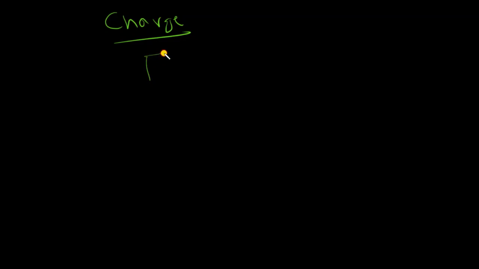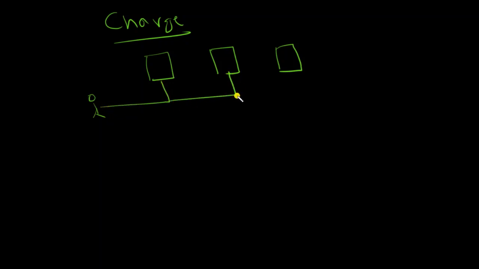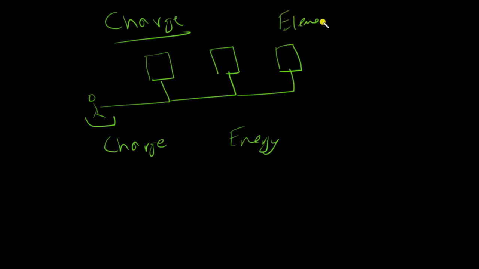Imagine this, that there are some houses in a colony, like 3 houses for example, and then there's a postman who is delivering letters to each house one by one. Now, this postman is what a charge is in a circuit. The letters he's delivering, they are the energy, and these houses, they are the elements, the circuit elements. So this is how you can define a charge. A charge carries energy in a circuit.